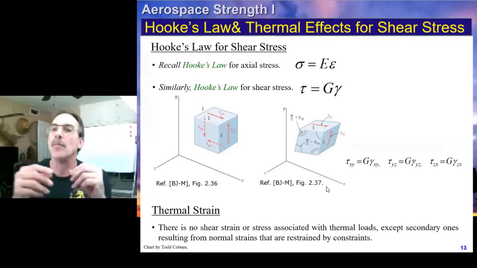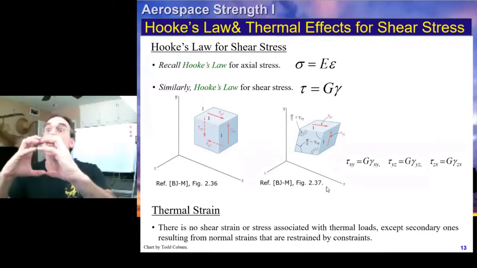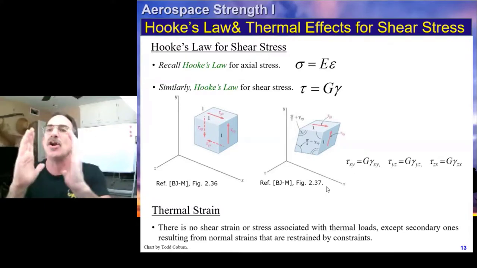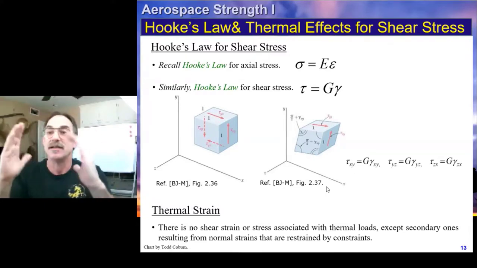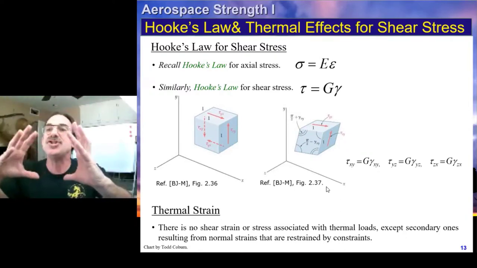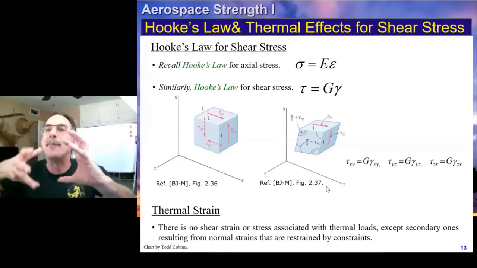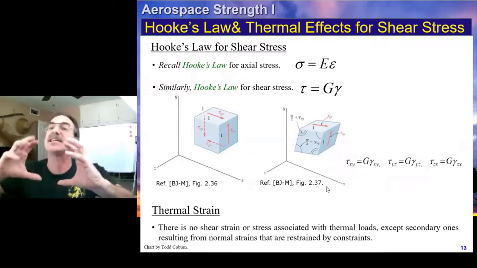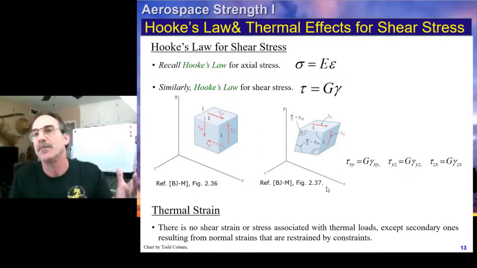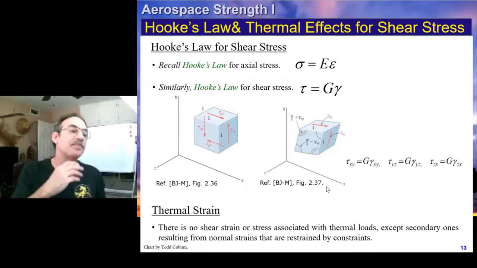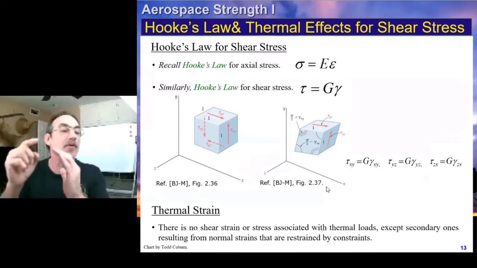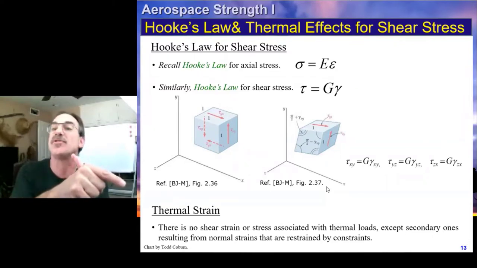Now, when we talk about thermal, let's just imagine a block, a cube. It's perfectly uniform, and let's change the temperature. Does it get longer? Yes. Does it get thicker? Yes. Does it get wider? Yes. Do these dimensions all happen simultaneously and basically evenly? Yes. Is there any distortion in the part? No. Therefore, there is no shear, there's no distortion of the part. Therefore, there's no shear strain associated with thermal stress.